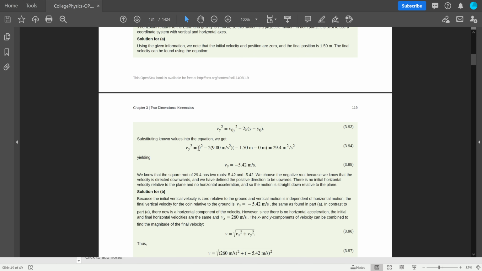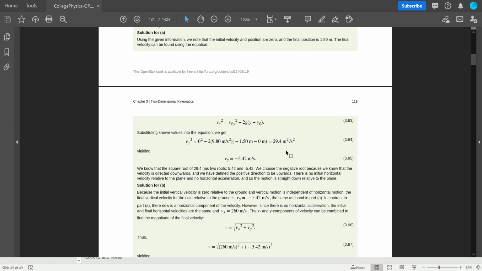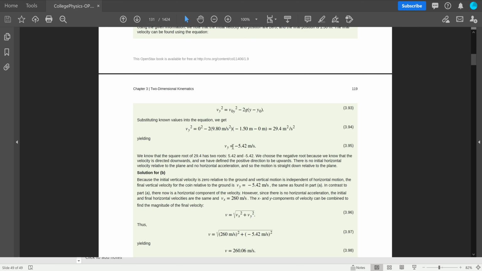We know our v initial is 0. We know our gravity, 9.8, times our change in position. We are falling from 1.5 to 0. So our velocity here is v of y is negative 5.42 meters per second. You have to be careful here. You have this squared at the very beginning. You have to square root this number here. And that's why those two differ. But you notice that it's negative. It is falling, right?